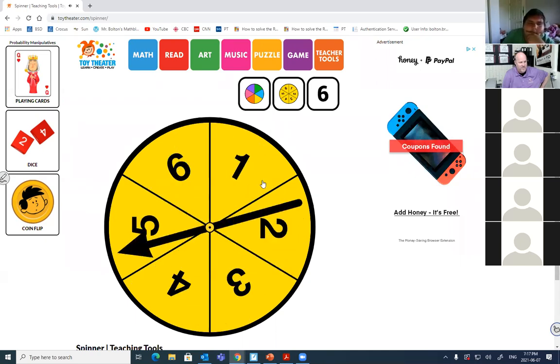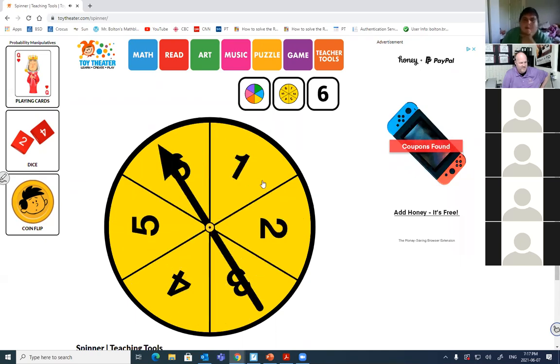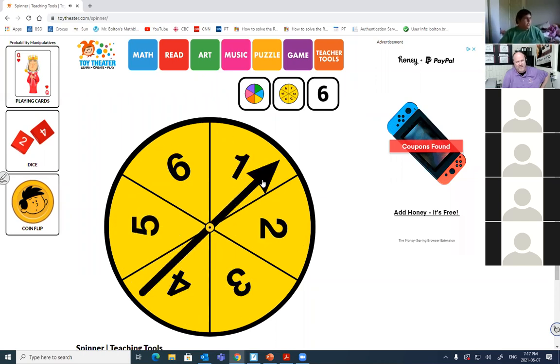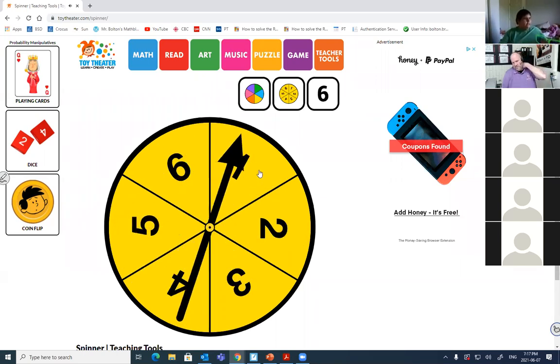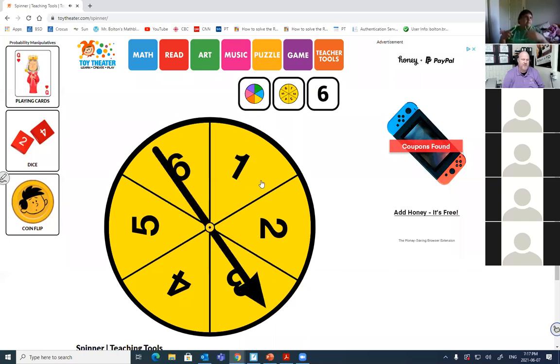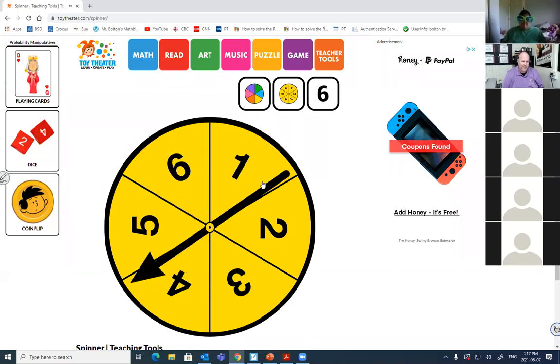It's amazing how fast you can go with the spinning ones. A lot of kids, when they do this, and even a lot of adults, would get really bored spinning it 30 times, but doing it this way, you can do it so quick.